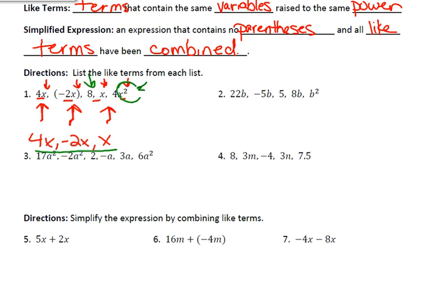For number 2, I have 22b, negative 5b, and 8b. They all have the same letter b, so those are all like terms. On the other hand, b squared is not a like term because this one has a square and the others do not. And the 5 is not a like term because it doesn't have a letter on it at all.